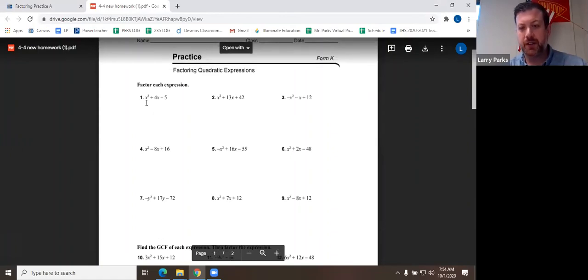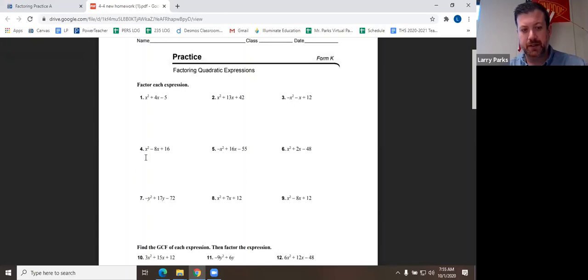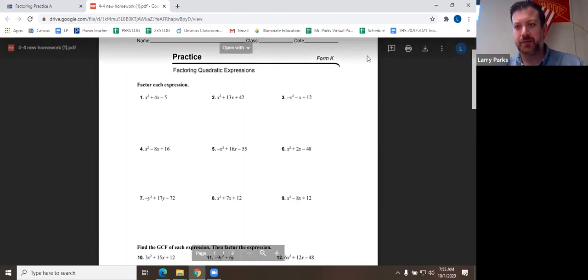So notice 1 through 9 are all quadratics. That means to the second power. Number 7 has a y. So instead of x, you just put a y. No biggie. Notice some are positive, like this is positive 1x squared, positive 1x squared. Number 3 is negative 1x squared. If there is a negative, make sure you factor it out.